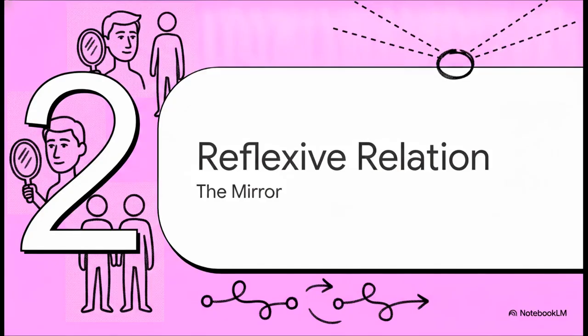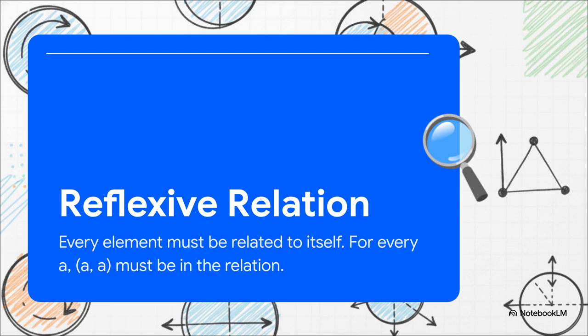Moving right along to part 2, reflexive, the mirror. Now that we actually know what a relation is, let's look at the big three. This is where students usually get confused, but we're going to break them down using familiar, everyday concepts. This first type is called a reflexive relation. The mathematical rule here is that every single element in your set absolutely must be related to itself. For every a in the set, the pair (a, a) must be present in the relation.